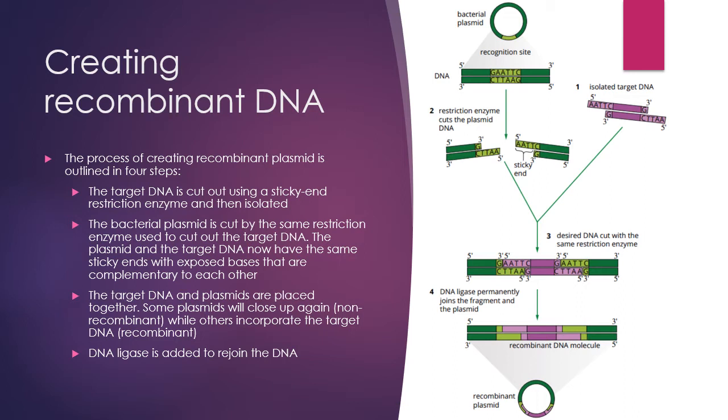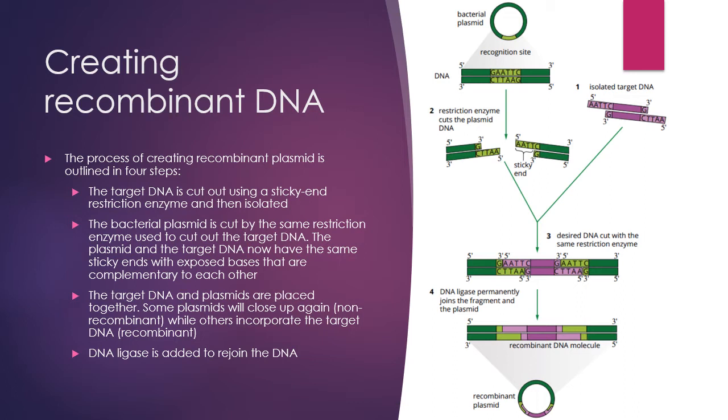Now sometimes the plasmid closes up again, so the sticky ends of the plasmid will just rejoin and not actually incorporate the target DNA into it. So that means it's failed, and that would be called non-recombinant. Sometimes the target DNA can go in back to front or upside down, which can affect whether the gene's going to function properly. So there are mistakes that can happen, and that's why we then go on and check that the plasmid has actually taken up the gene that we want it to.